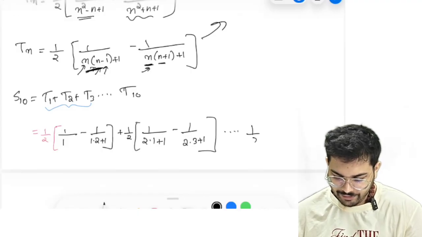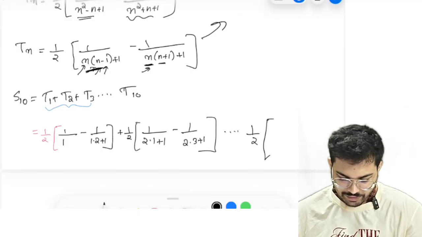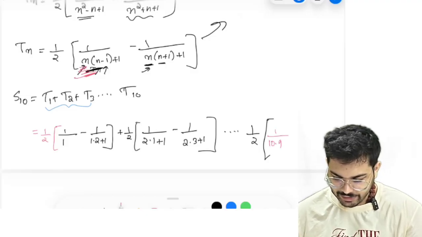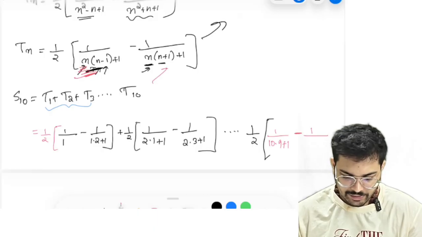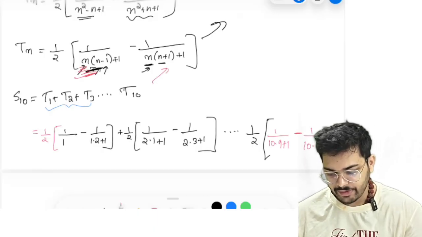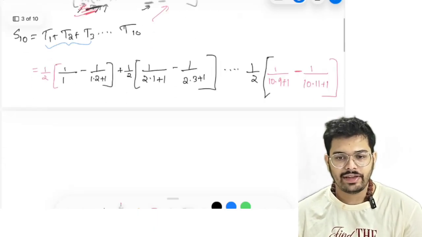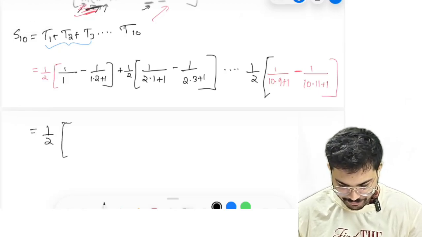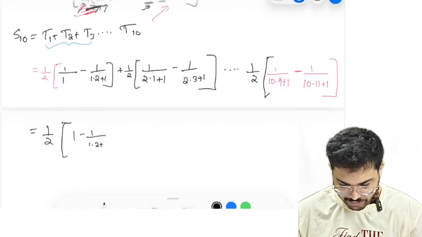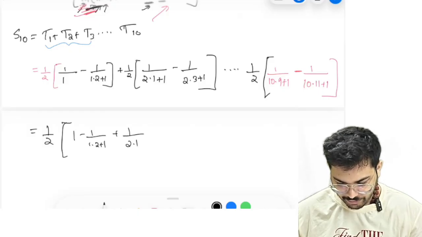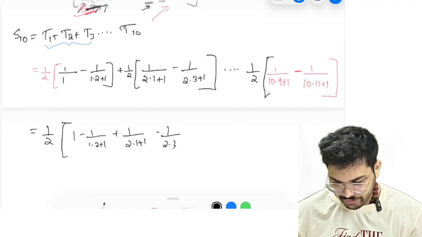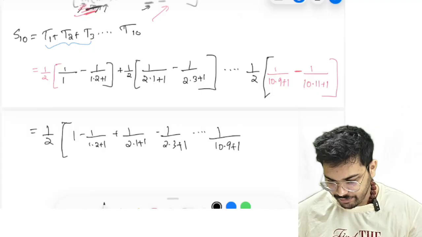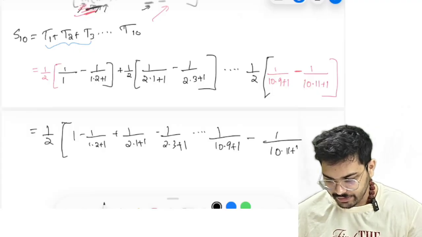The last term will be half into the 10th term. So when you put n equal to 10 over here, this is 10 into 10 minus 1, that is 9 plus 1, minus 1 by 10 into 10 plus 1, 11 plus 1. Now we can take half common. So when you take half common, this will become 1 minus 1 by 1 into 2 plus 1 plus 1 by 2 into 1 plus 1 minus 1 by 2 into 3 plus 1, etc. This will become 1 by 10 into 9 plus 1 minus 1 by 10 into 11 plus 1.